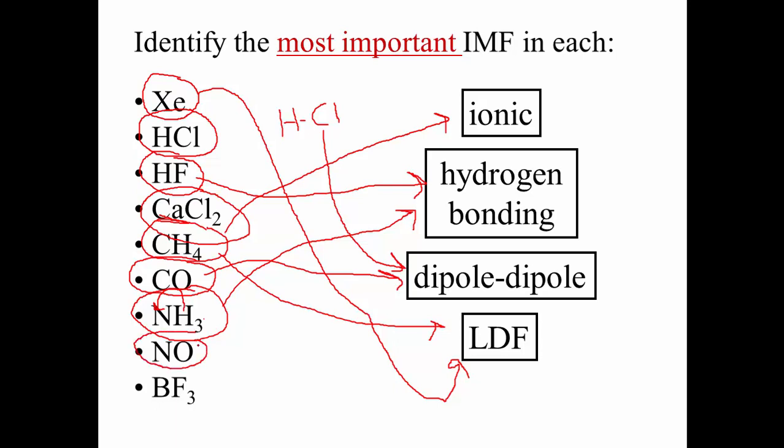NO would be dipole-dipole because it's a polar molecule, and BF3 is a nonpolar molecule. Remember, boron likes to have only 3 pairs of electrons, so it has that trigonal planar, which is 120-degree bond angles, nonpolar, so it's going to be London dispersion forces.